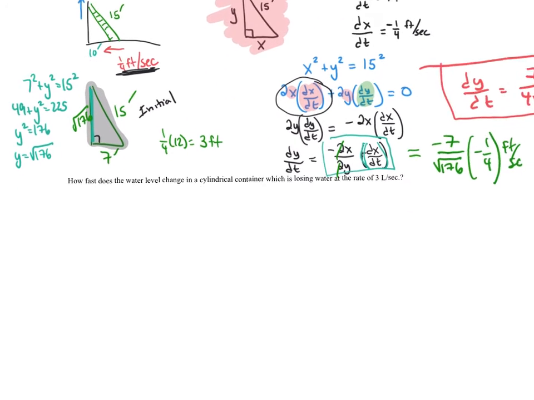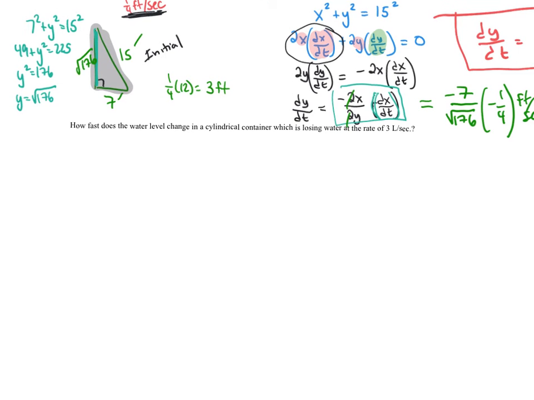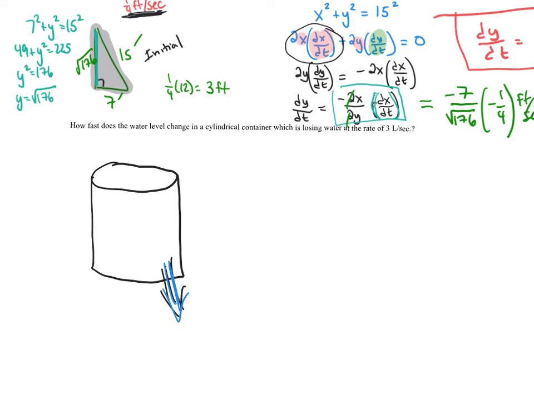All right, so let's look at this problem. It says, how fast does the water level change in a cylindrical container which is losing water at a rate of 3 liters per second? Now this one's kind of a more generic problem because it doesn't give us a lot of numbers. So we have a cylindrical container and it's losing water. So it's losing water out of the bottom, let's say.